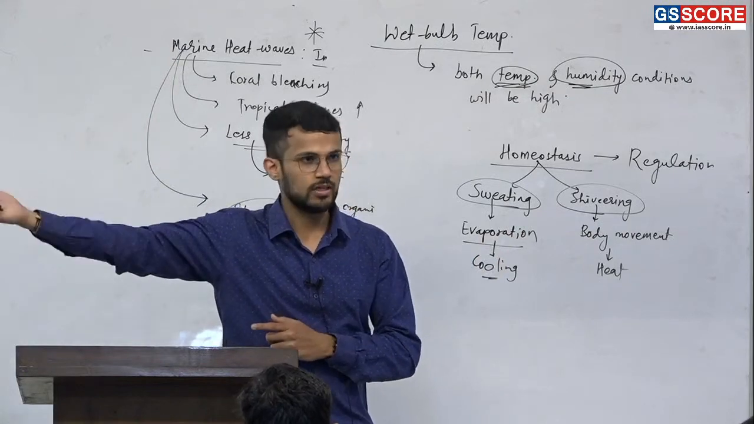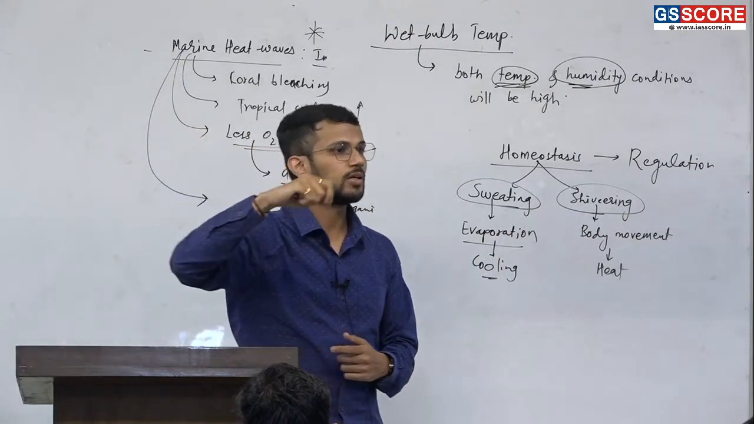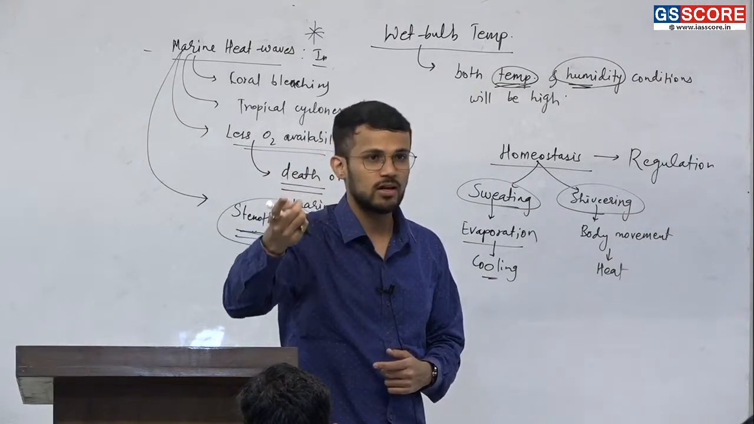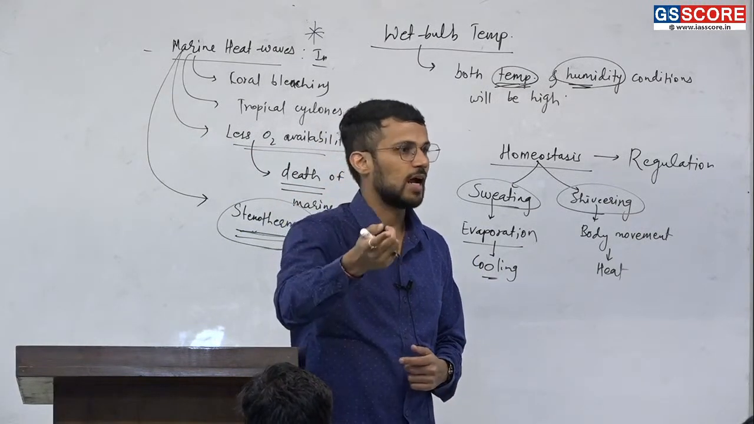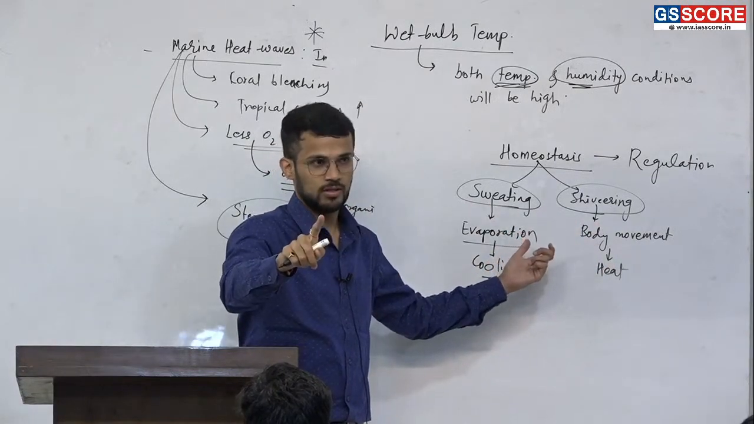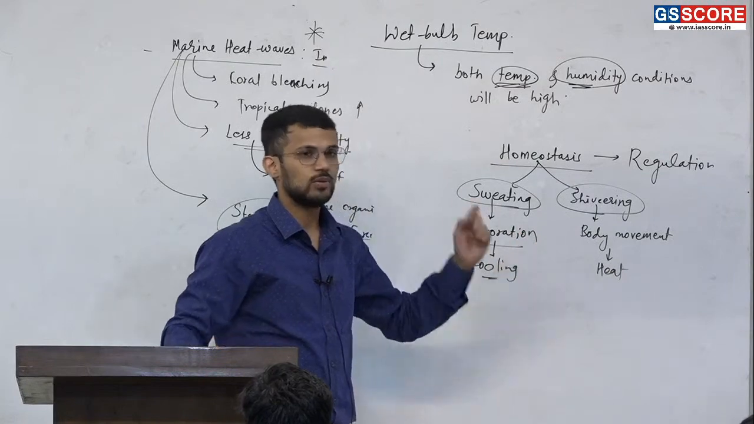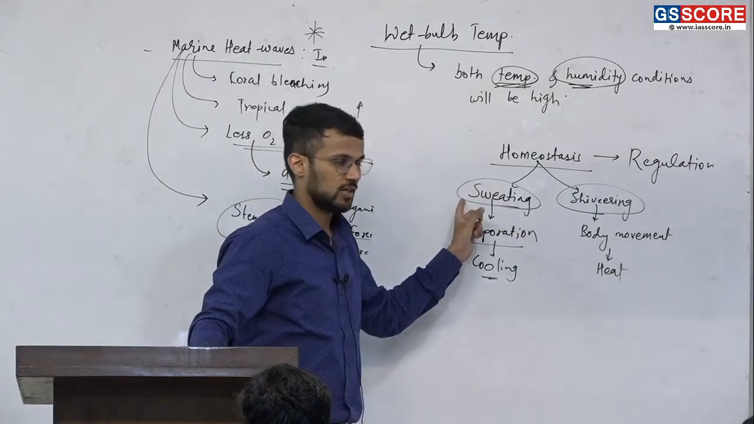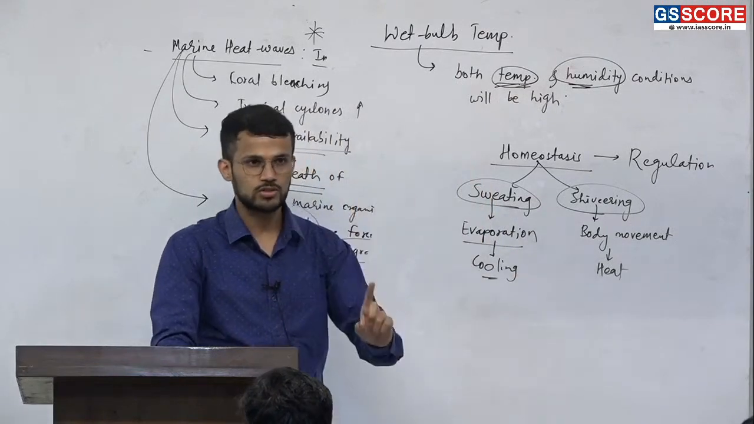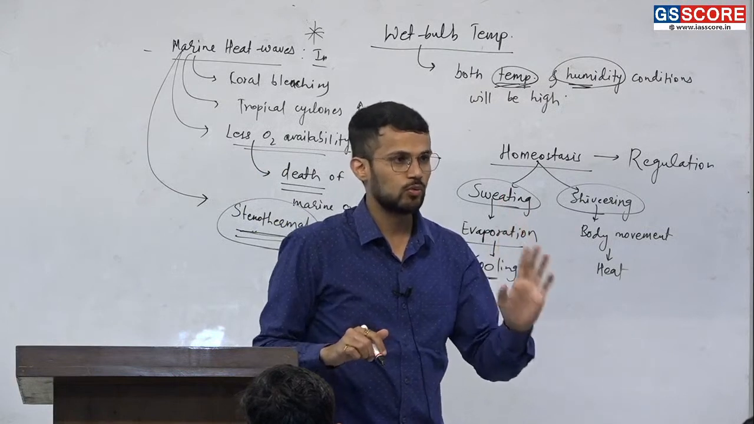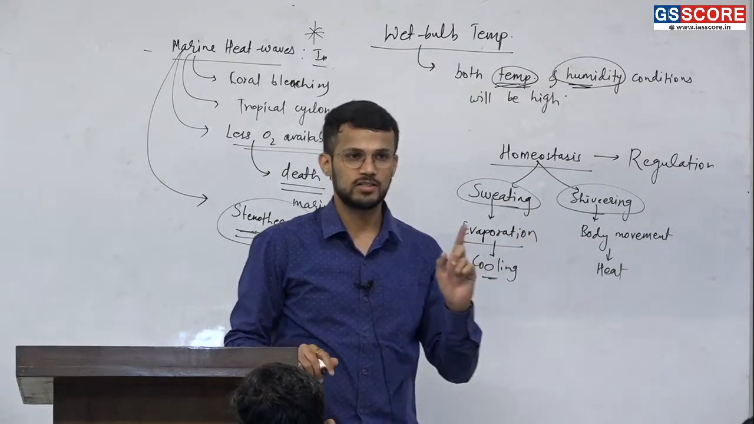So, already in the air, water vapor is more. And that's why there is no scope for addition of extra water vapor, which would be added through the process of evaporation of sweat. So that will not happen, and that will lead to loss of the ability of homeostasis. If homeostasis is lost, we won't be able to regulate our body temperature, and we won't be able to maintain it at 37 degrees Celsius.